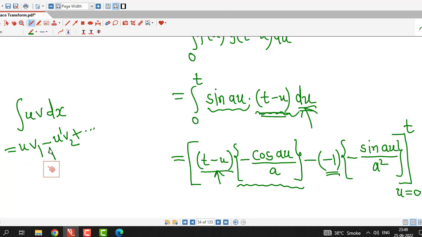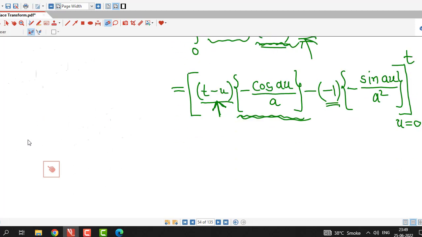Minus comes from the formula, then we have to write derivative of first bracket with respect to u, which is minus 1, and integral of this second bracket. Now minus 1 by a is constant, and integral of cos au is sin au divided by a, therefore we have minus sin au divided by a square. Now we have to simply put limits of u. First we put u equal to t, and then we put u equal to 0. So if we put u equal to t, here we will have t minus t, that is 0. So this term will become 0 when we put u equal to t.